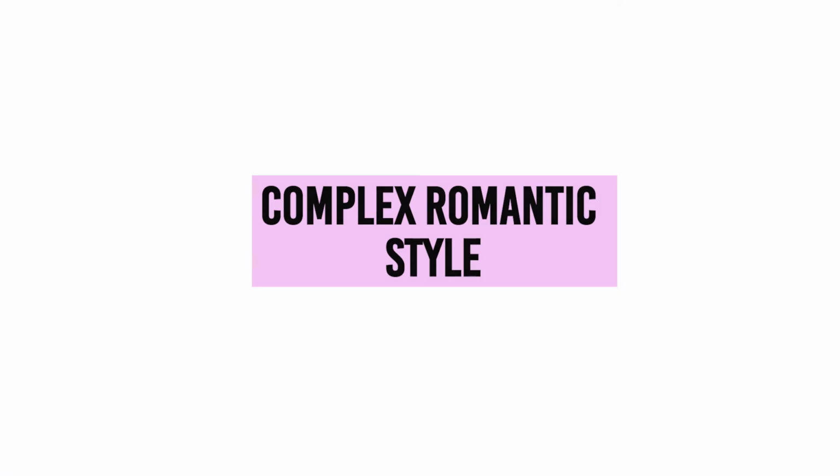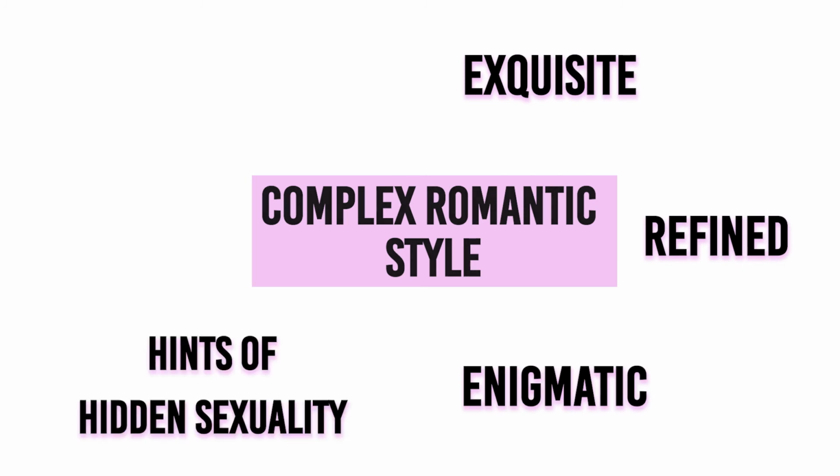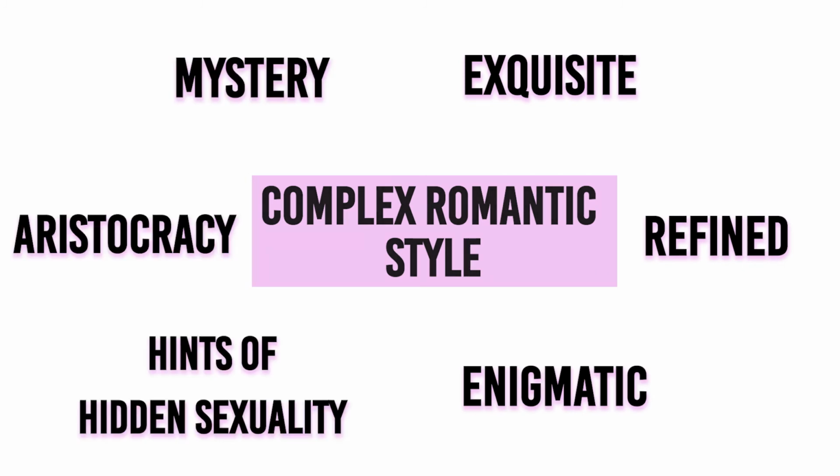How to describe complex romantic style? Exquisite, refined, enigmatic, hints of hidden sensuality, aristocracy, and mystery. Elves and fairies come to mind when I think of this style. A person with a romantic complex style will have a longish oval face with elegant chin and nose, dreamy eyes, eyebrows that are defined but soft, medium-sized lips, and there can be a symmetry of the face.